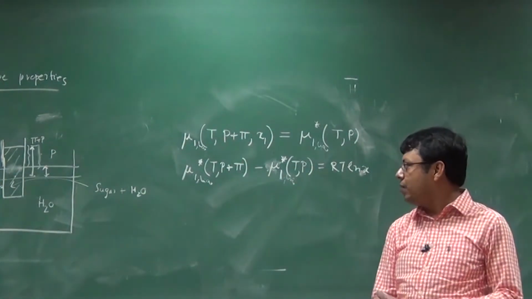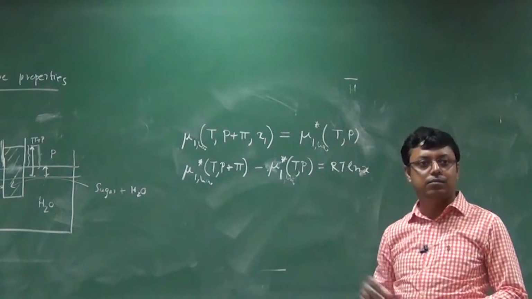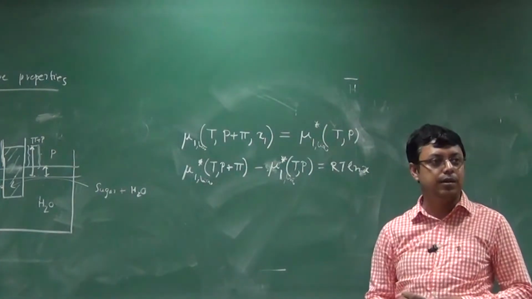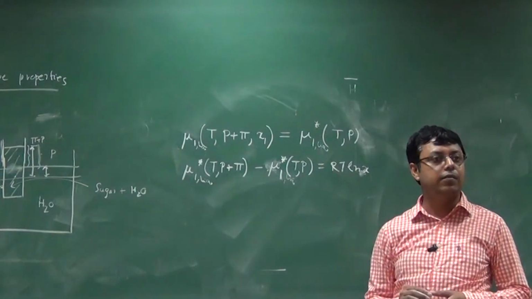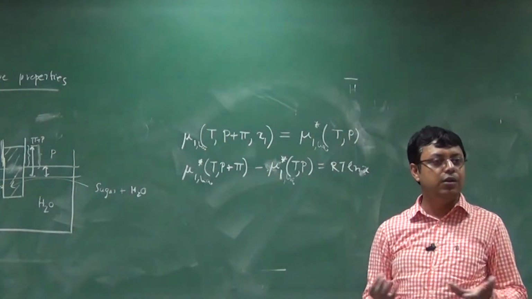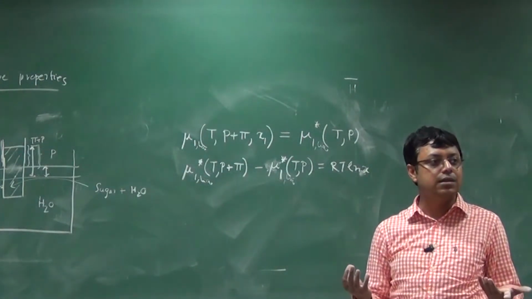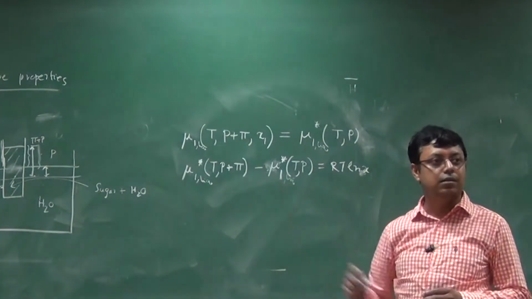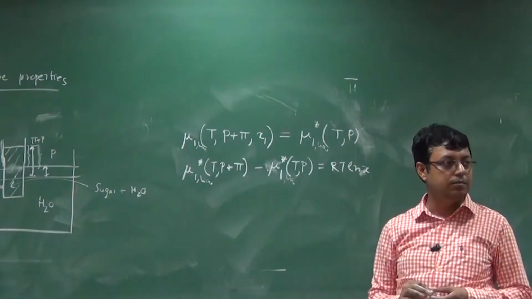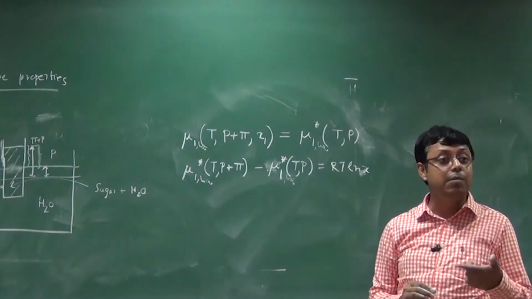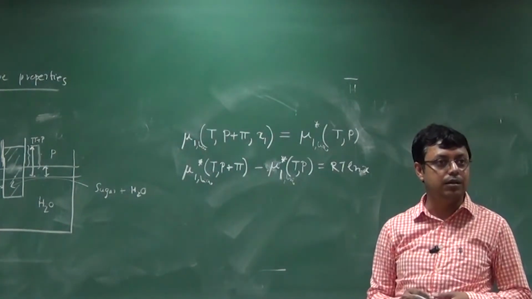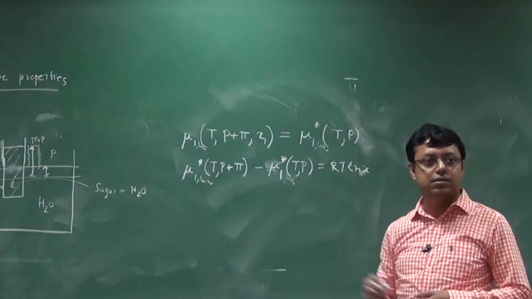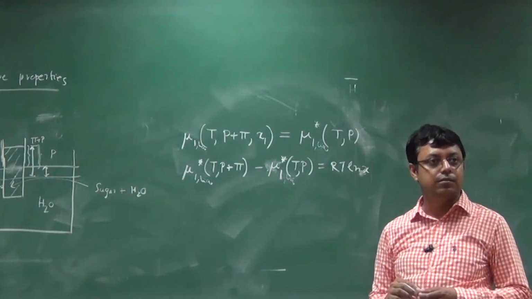Now, what I have to do is find the difference in the chemical potential, which is the difference in the Gibbs free energy. How does Gibbs free energy vary with pressure? I know that dG is basically minus SdT plus VdP, but T is constant. This is T, this is T. So it is nothing but VdP. But it is not VdP, it is V bar dP, because it's a molar Gibbs free energy.